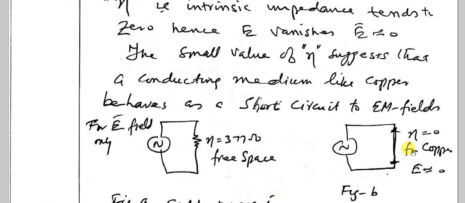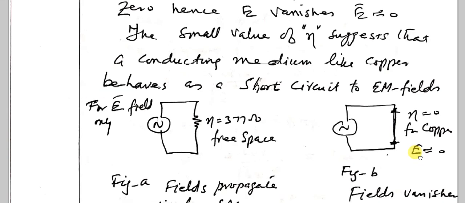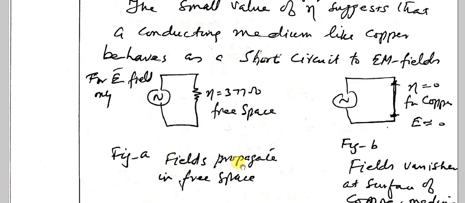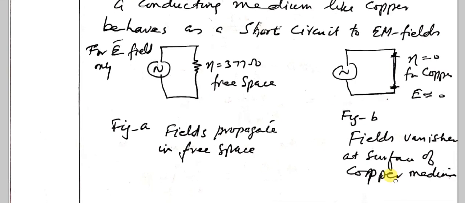Again, we put the condition that normally the tangential component of E is equal to 0. This is the reason that for all metal conductors, the tangential component of the E field is equal to 0. When it hits the metal surface, the amplitude of the E field becomes equal to 0 at that place. So this figure shows that the field propagates in free space because of the resistive medium, and the field vanishes at the surface of the copper medium or any metallic surface.